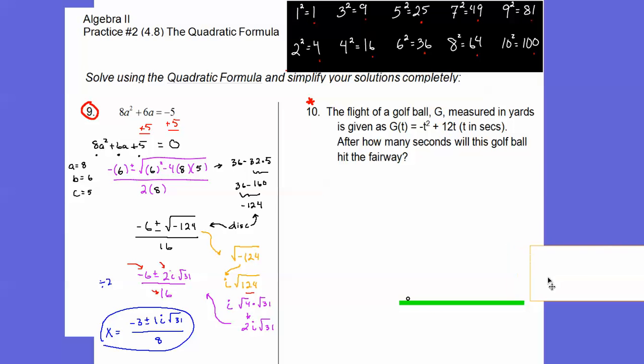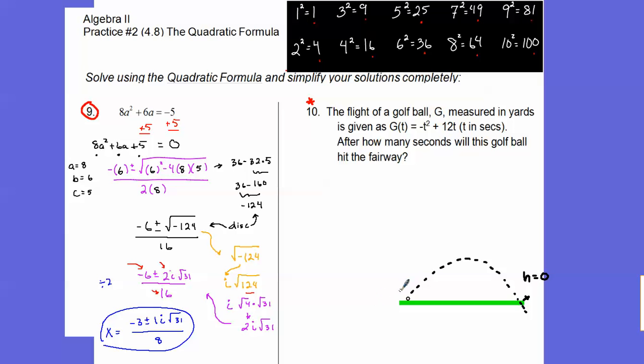Here's a small drawing of the fairway and the golf ball. What it wants to know is, after how many seconds will the golf ball hit the fairway? Well, it's hit, and the pathway will fly up as time moves forward. More time is passing, and eventually at some point it will hit the fairway again, and at this point the height will be equal to 0.